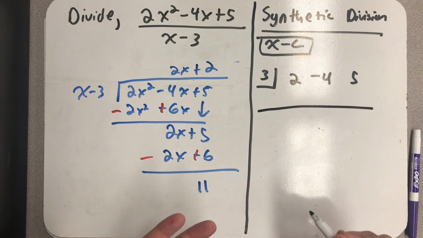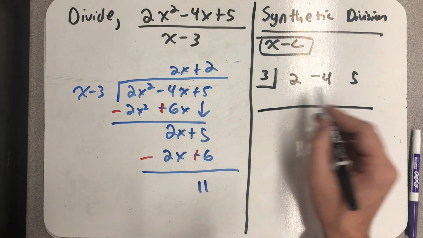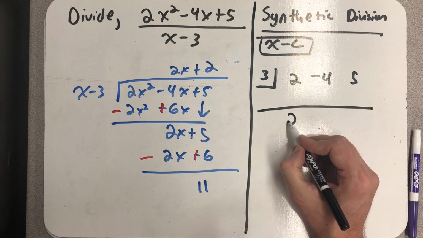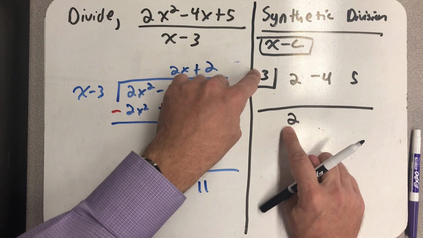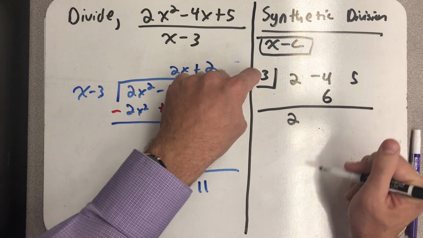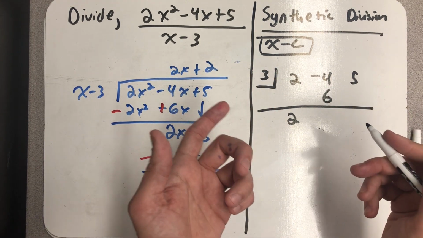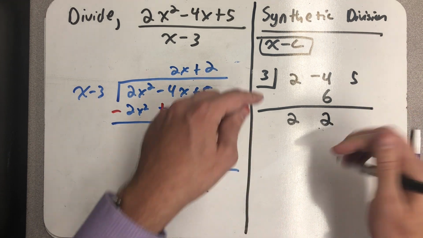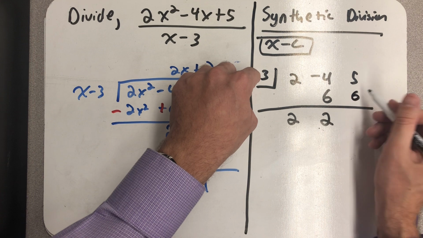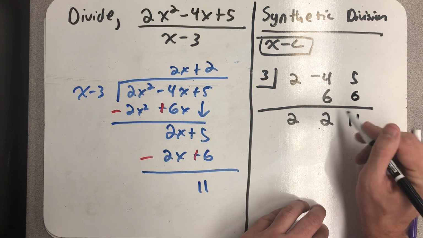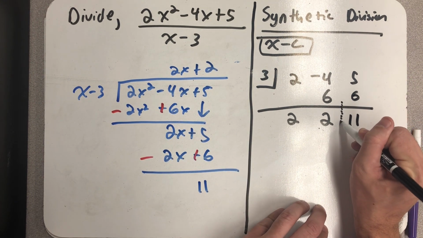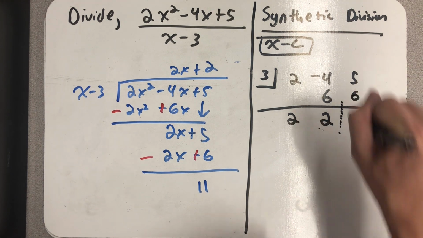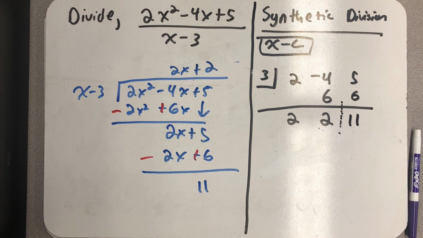The process for synthetic division is this. After I have that, I write the first number down. And then I multiply. 3 times 2 is 6. And I write that number here. Now I add and then repeat that process. Minus 4 plus 6 is 2. 3 times 2 is 6. 5 and 6 make 11. In synthetic division, the last thing I see is the remainder.